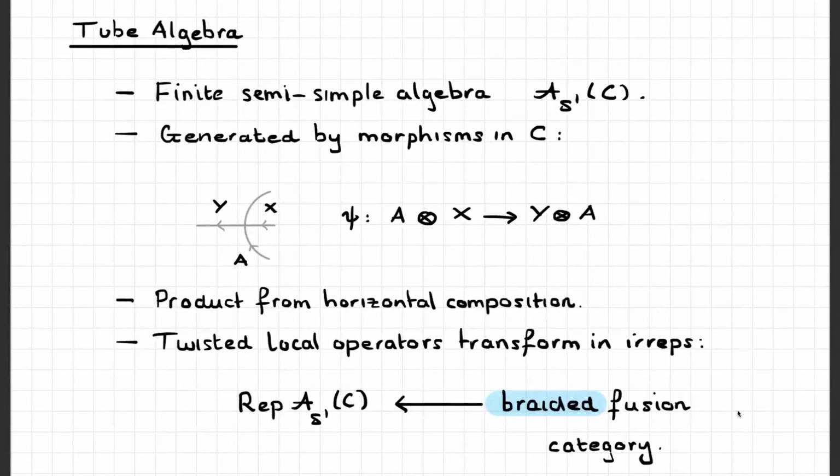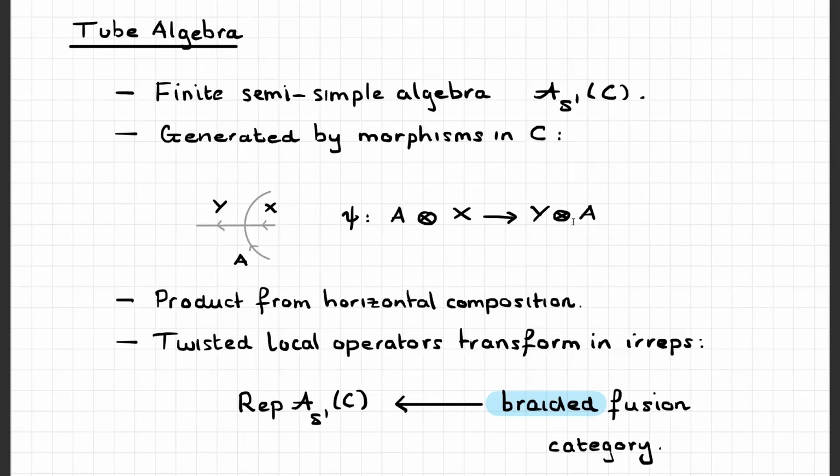And the way it's captured is by this tube algebra. So it's a nice finite semi-simple algebra. And the way to think about it is that it's generated by morphisms in your fusion category of a particular type. So it's basically pictures like this. So you should read this picture as something that takes an X twisted sector, acts with A, and transforms it to a Y twisted sector. And it's specified by the morphism corresponding to this intersection here, which, if you read it diagonally this way, takes you from A tensor X to Y tensor A.